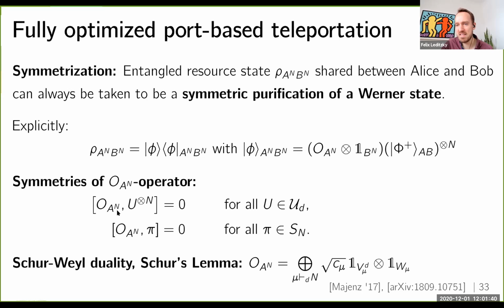And this operator again has the symmetries that you want. So it has a U tensor n symmetry, and it has this permutation symmetry. So this O operator is in a way a symmetric Werner state, if you will. Okay. And we can again use these two symmetries together with Schur-Weyl duality and Schur's lemma to infer that this operator has a very nice structure again. It again has this block structure, where in each block it's proportional to the identity, and the proportionality constant will be some constant C mu that will show up later.